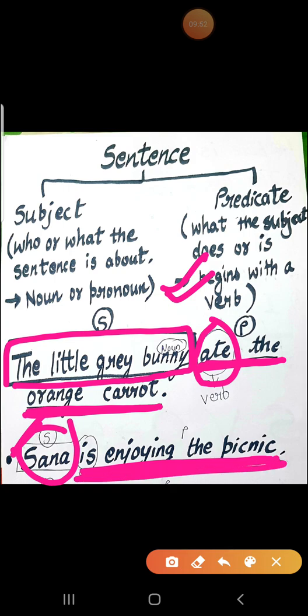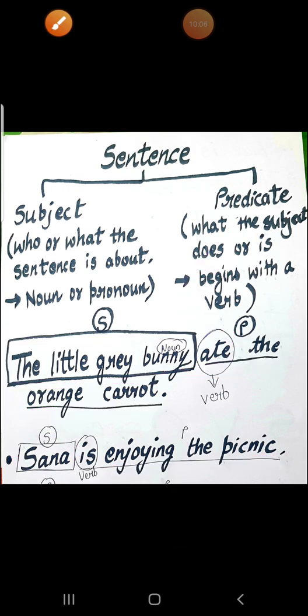And you can see here is will be our verb, auxiliary verb. So again it is starting with a verb. So the second point of predicate justifies here also. I hope this much is clear regarding subject and predicate and how to find them in a sentence.